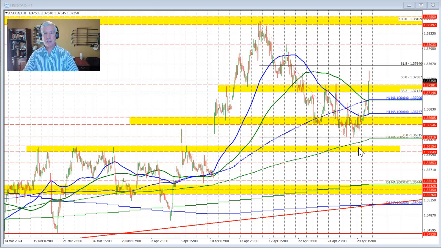Now, we did just get consumer confidence, which came in a little bit weaker than expected, and so we are seeing a rotation back to the downside. But let's talk about the technicals that are driving this currency pair.